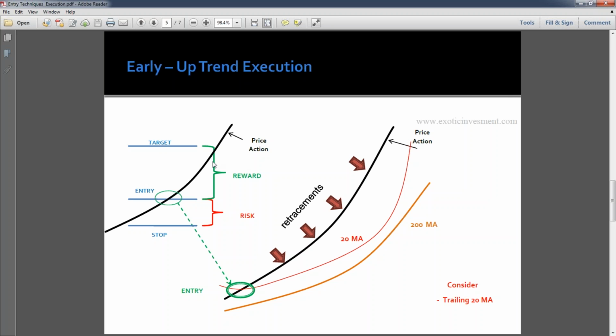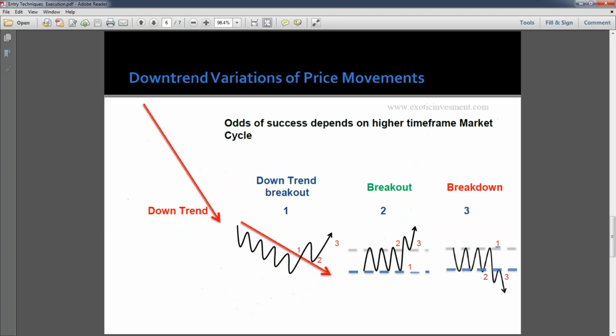So this is the reward. It should be at least two times your risk. That way you will stay healthy. When you are hitting the stop loss, it is small and the target should be big. So the odds of success depend on the higher time frame market cycle.